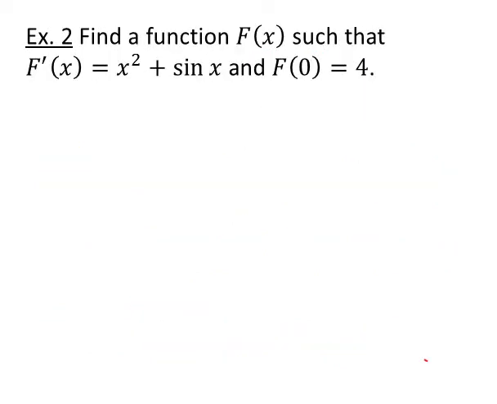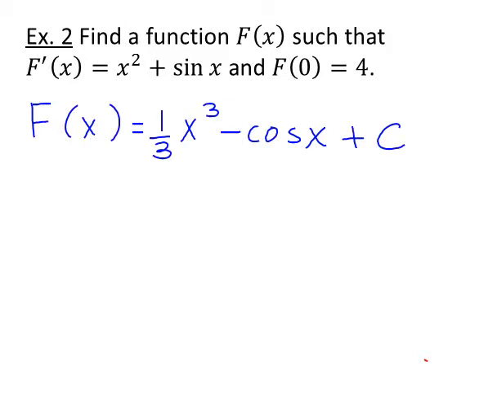In our second example, let's find an antiderivative for x squared plus sine of x, such that F of 0 equals 4. First, write a formula whose derivative could be the given function. You can check this by actually taking the derivative.